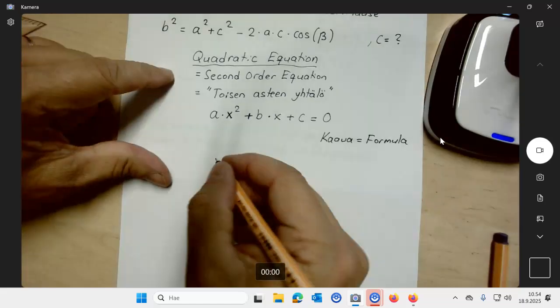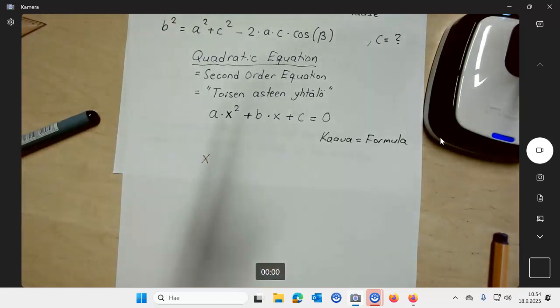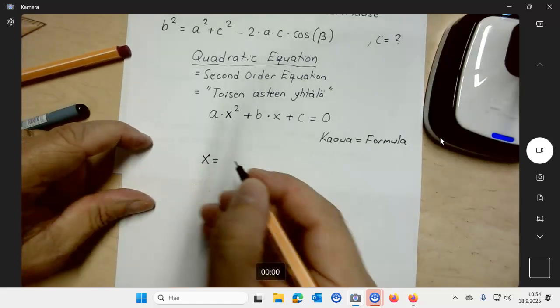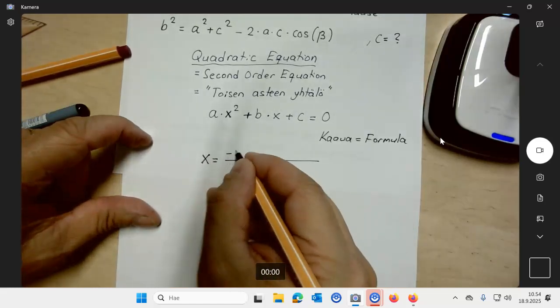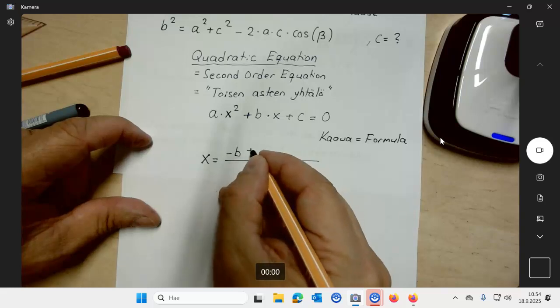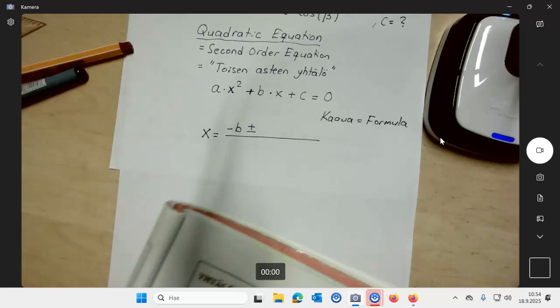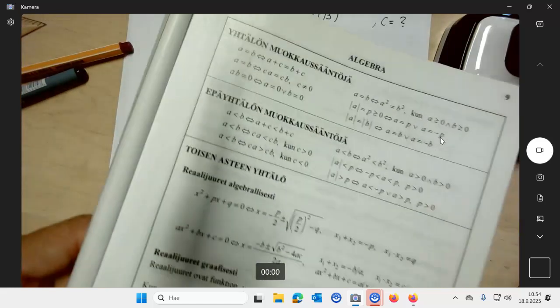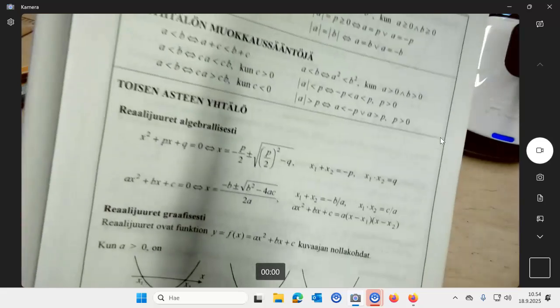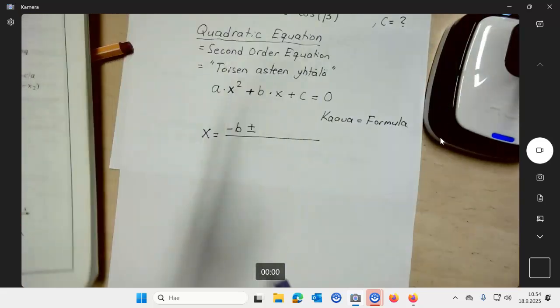And the solution of this problem is x equals minus p. As I said, it is quite easy to start remembering if you use this formula a lot, but if you don't use it, you just take it from some book, so it is written there.